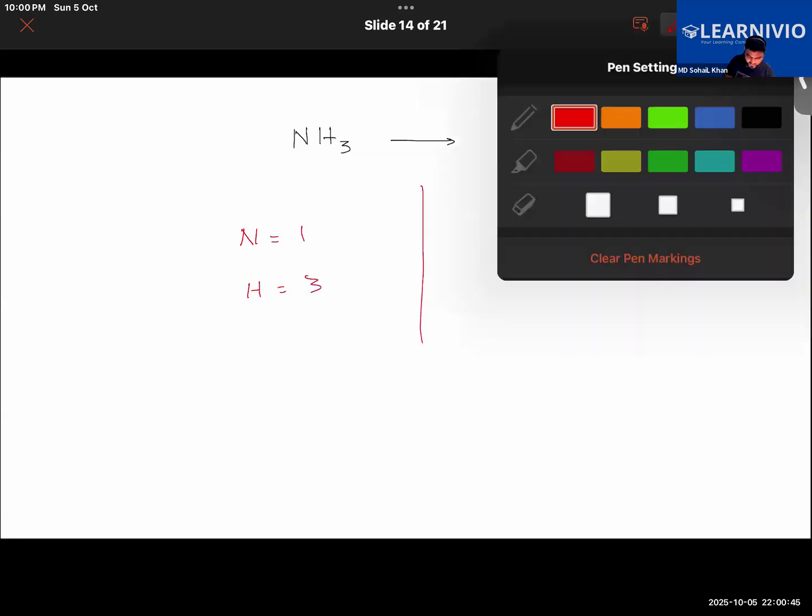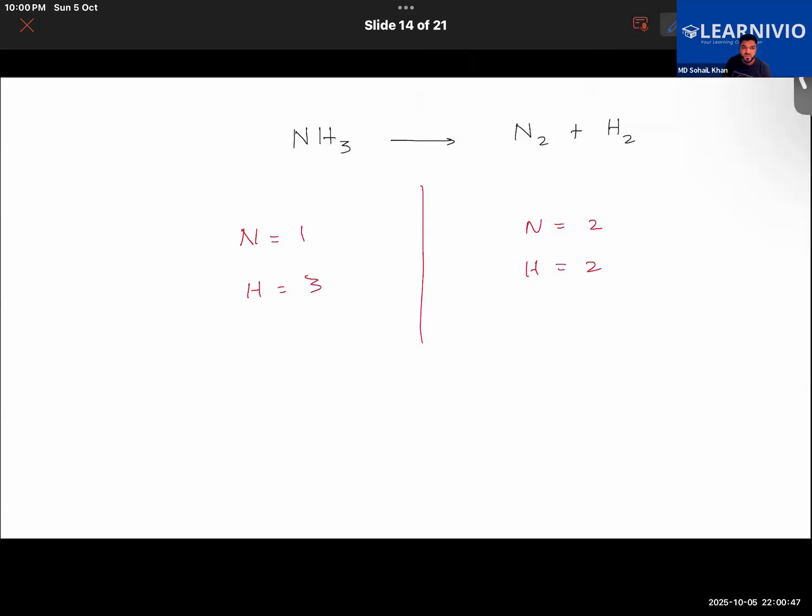Okay. Now, suppose that here you are having NH3, and that breaks into nitrogen and hydrogen. Is it balanced right now? No. How many nitrogen atoms are there? 1, and hydrogen is 3. Here, 2 and 2. Okay, now how do we balance this? First, you multiply it with 2, so that will be balanced.